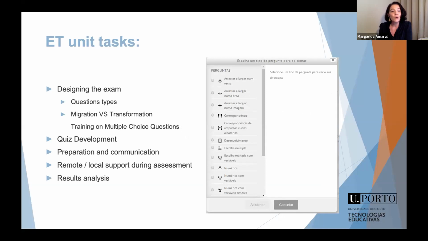So our educational technology unit tasks, what we do, we help the academic community to design the exam question types, migration versus transformation. What do I mean with this? It's a good idea to start with simple migration. Staff will look into the results and compare them with the pen and paper results they had before. And then later on, there is a natural process of transformation.